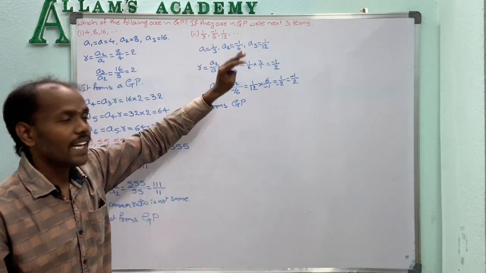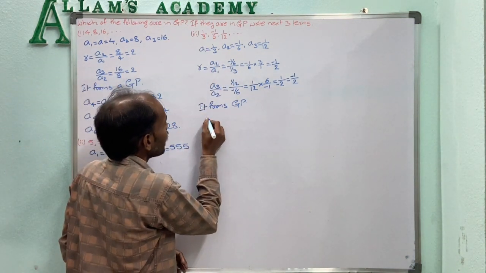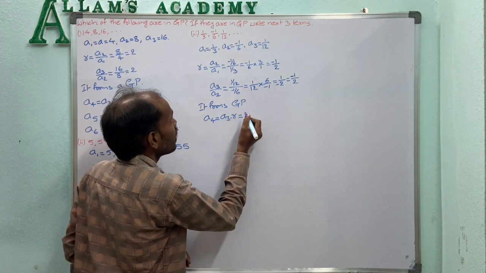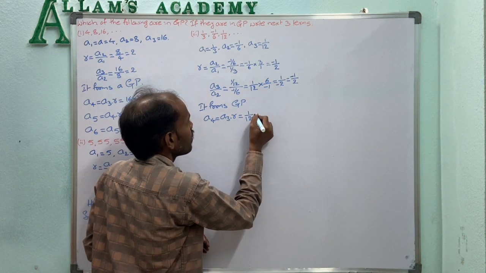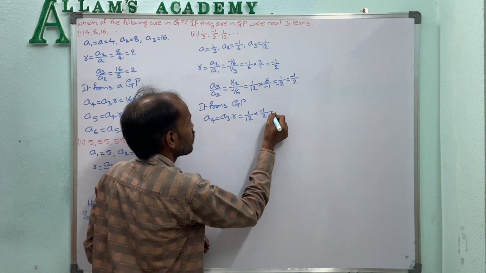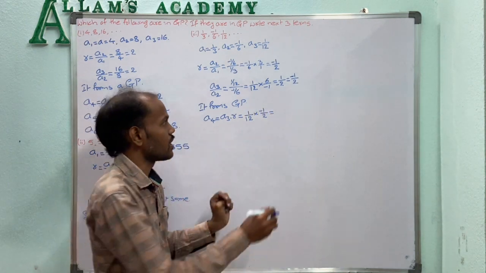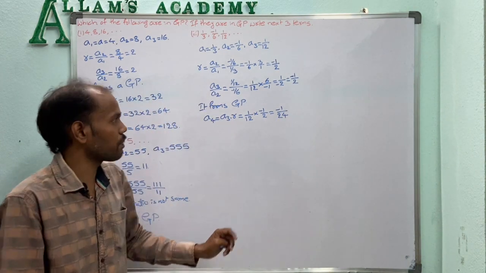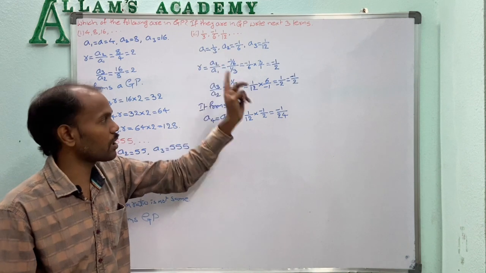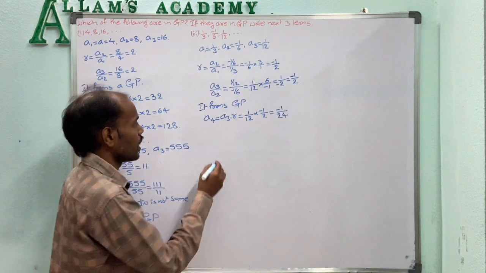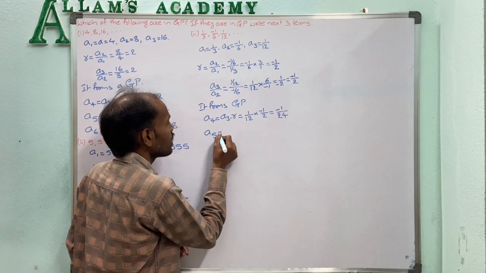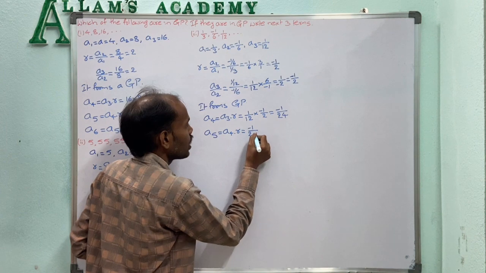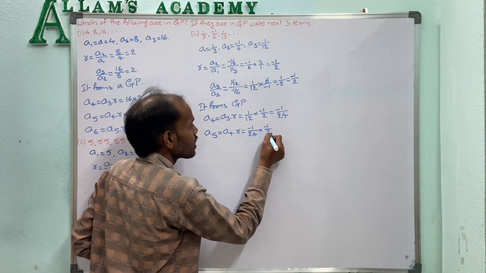Now we find the next three terms. The next term a4 is equal to a3 into r, that is 1 by 12 into the r value, minus 1 by 2. So 1 into minus 1 is minus 1, and 12 twos are 24, multiplying numerator and denominator. So the fourth term of this geometric progression is minus 1 by 24. Now the fifth term a5 is equal to a4 into r, that is minus 1 by 24 into the r value, minus 1 by 2.